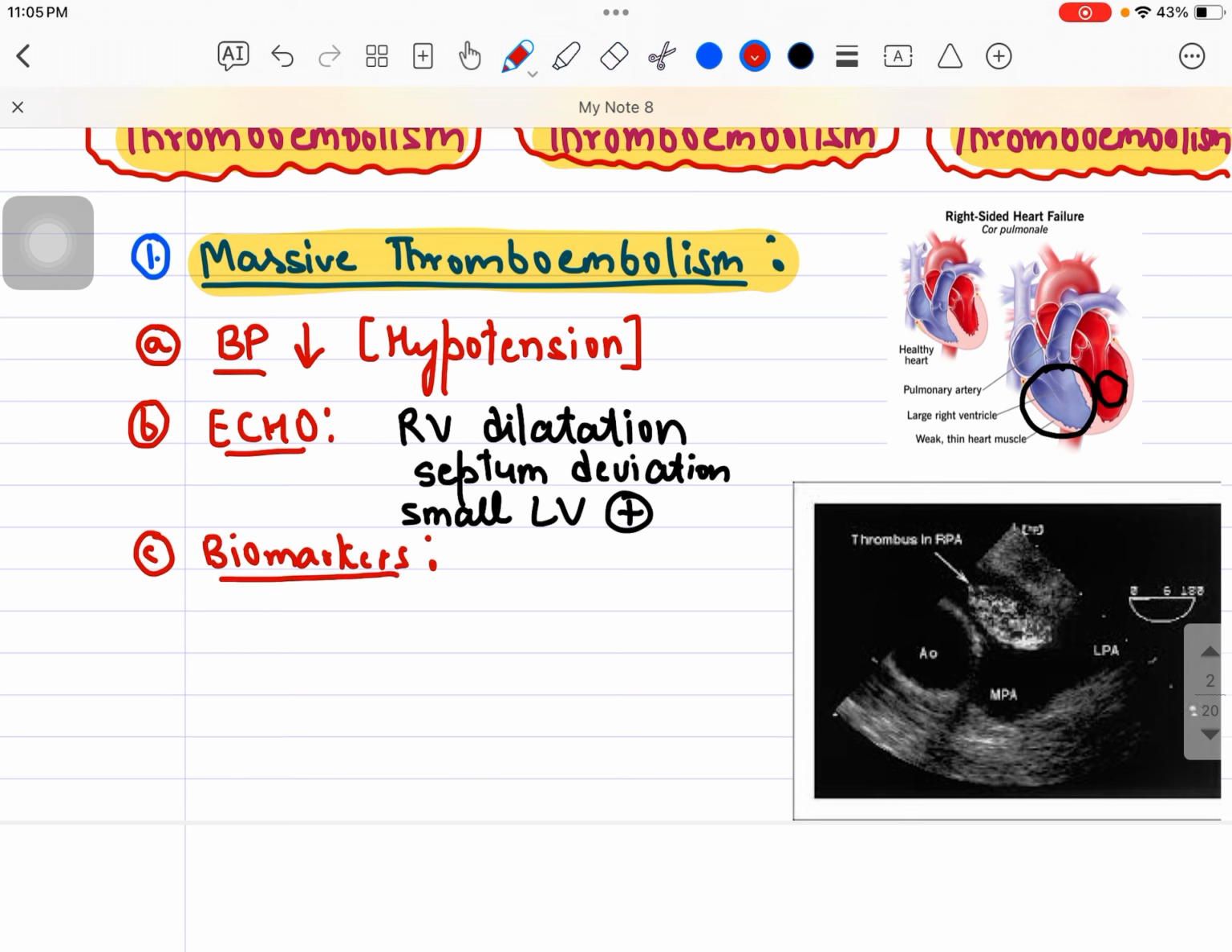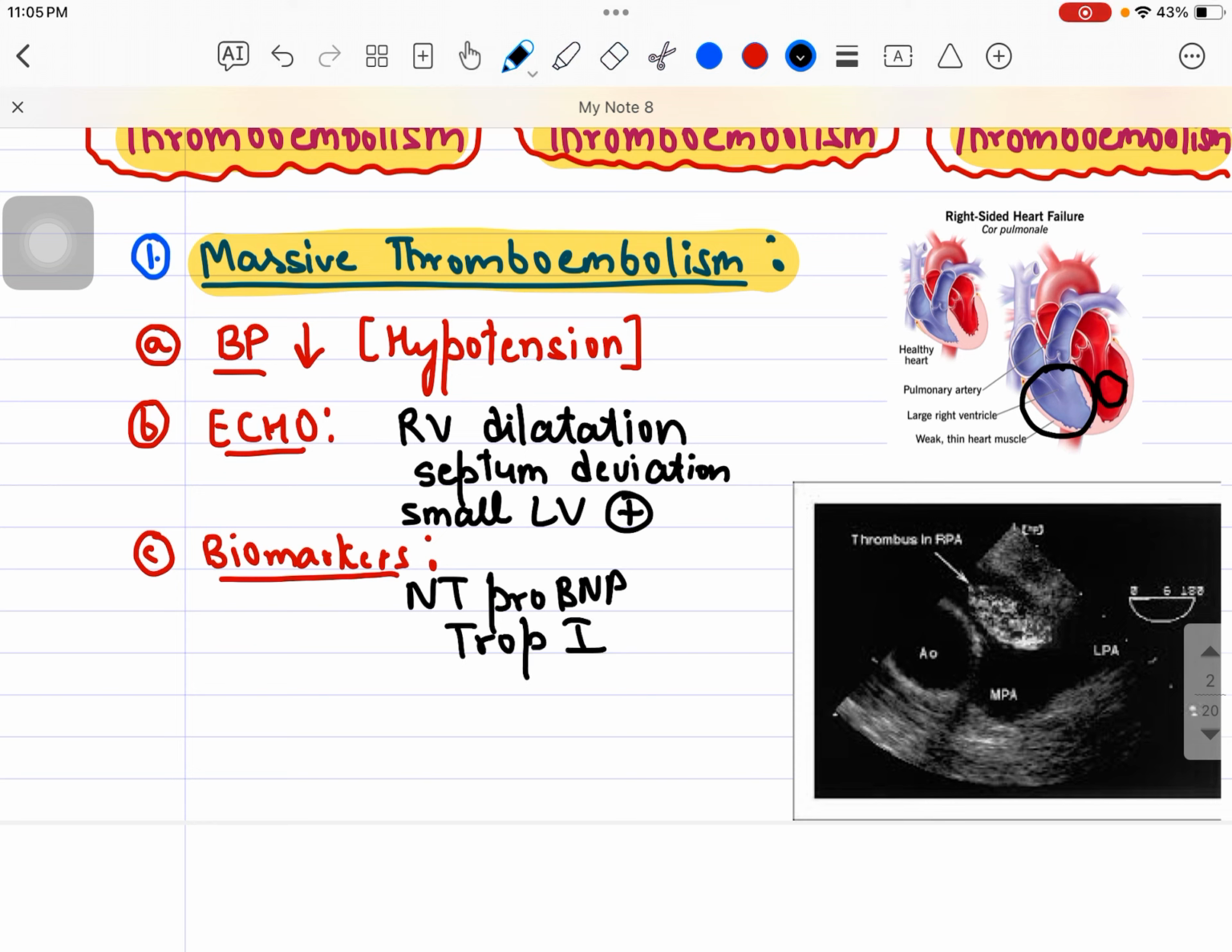So the first factor we talked about is the BP. If the patient is having hypotension, in the echo the patient might be having RV dilatation, and due to that, septum deviation or a small LV. In the biomarkers, we are talking about the anti-pro-BNP, and the very popular one, that is TROP-T or TROP-I, right?